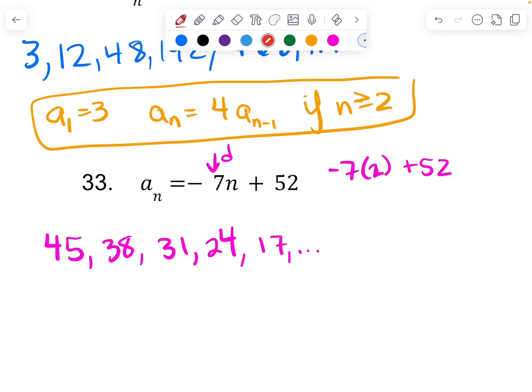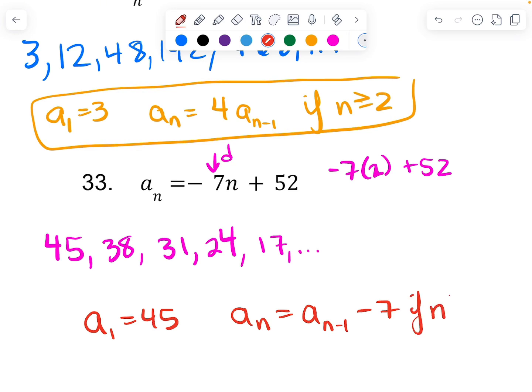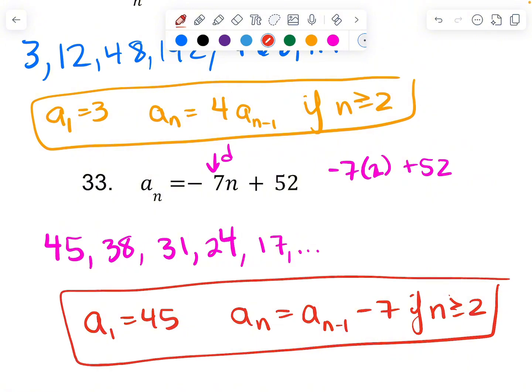Then if I'm going to write my recursive, a sub 1 equals 45, where a sub n equals the previous term, subtract, oh, that was weird, subtracting 7, and that's if you start at n is 2.